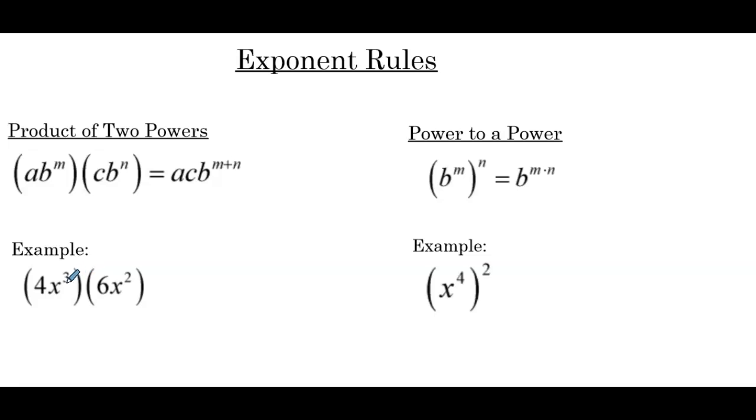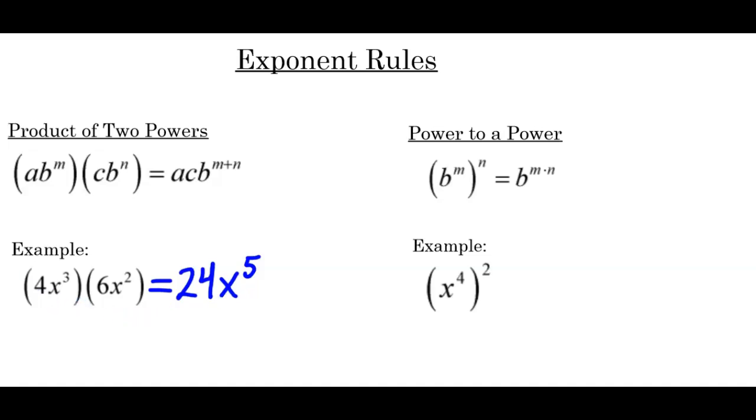Looking at an example, we have 4x cubed times 6x squared. We're going to multiply the coefficients. 4 times 6 gives us 24. And then x cubed times x squared, same variable, so we're going to add the exponents, and that's going to give us x to the fifth.